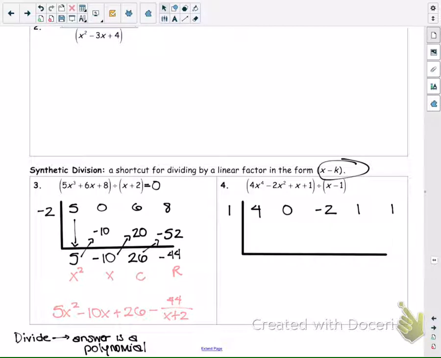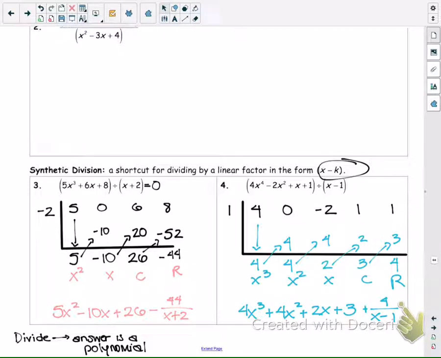First step is to do what? Bring down the 4, bring it outside your box. So that 4 comes directly down. What do I do with it? Multiply by the 1 outside. So 4 by 1 just gives me 4. Add down your columns. That gives me 4 again. Okay? Finish this one out and write your answer out in polynomial form for me.